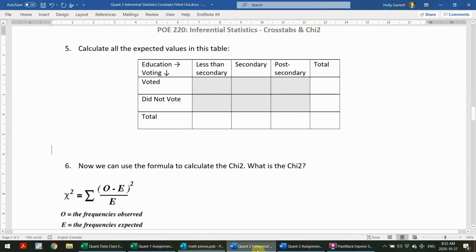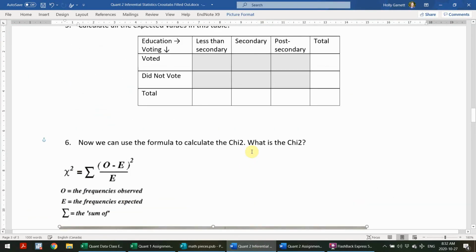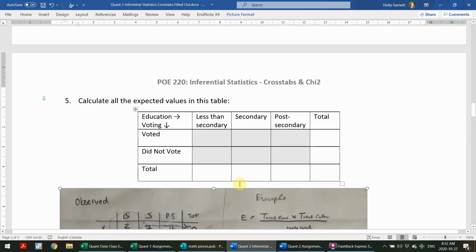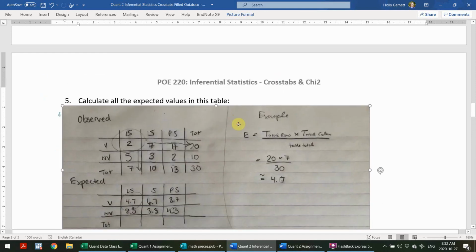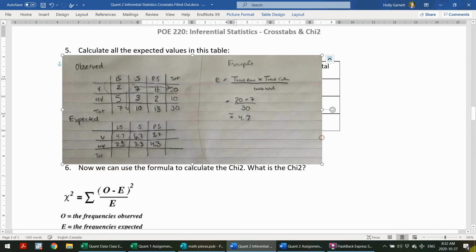So let's just copy this. I just took a picture of it, so let's move this up here. Let's just make this the right size. There we go. So what I did is for each of these cells, this is my observed, I want to figure out what is the expected for each of these cells.